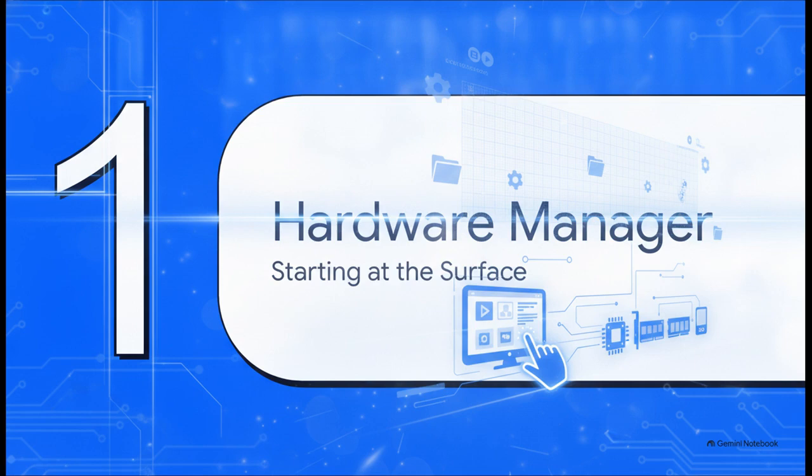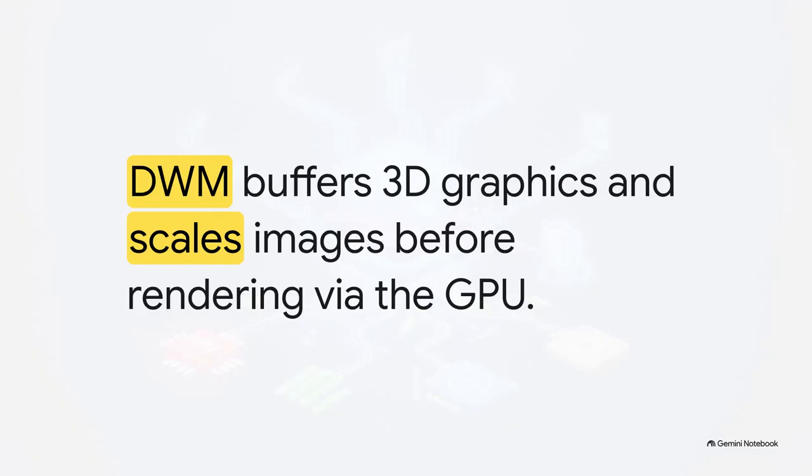Starting at the surface. We're going to begin our descent right where you live, the graphical user interface, or GUI. When you're clicking around your desktop, you're actually interacting with specialized managers. For example, in Windows, you have the Desktop Window Manager, or DWM, handling everything you see on screen. Think of it as a strict budget manager for your video memory.